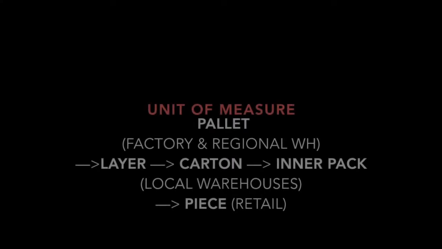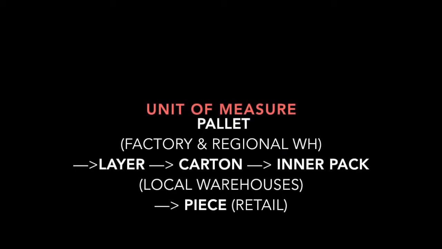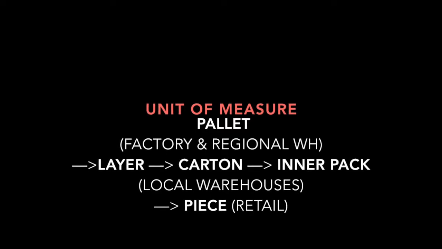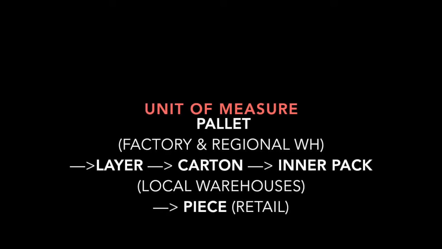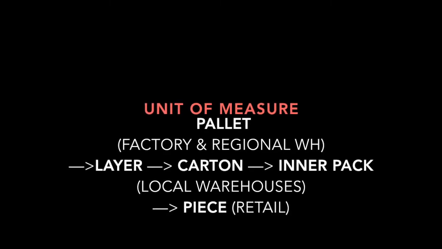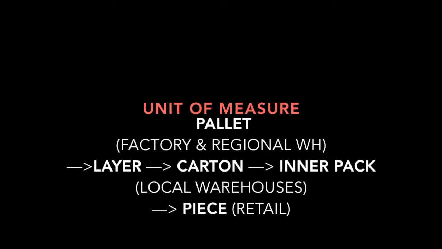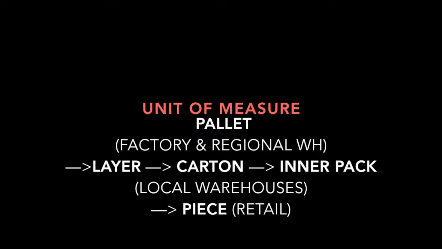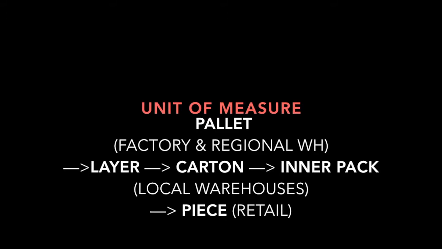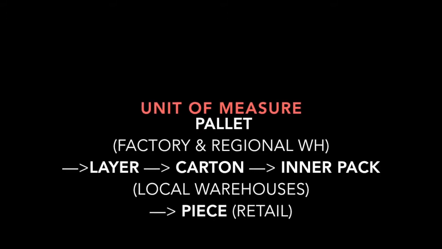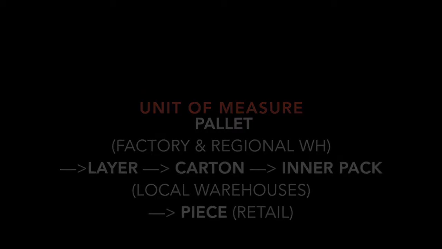The stock movement will begin in factory, where goods are manufactured and packaged in pallets. Pallets are moved then to the regional warehouse. In regional warehouse, goods are only stored at pallet sizes. As it moves along the supply chain to local warehouses and retail stores, items are unpacked to smaller packing sizes, which are pallet, layer, carton, inner pack, and pieces. Items are sold to end users at retail stores at piece size.